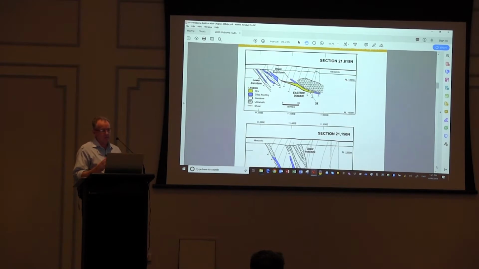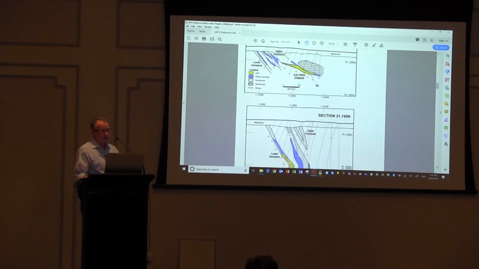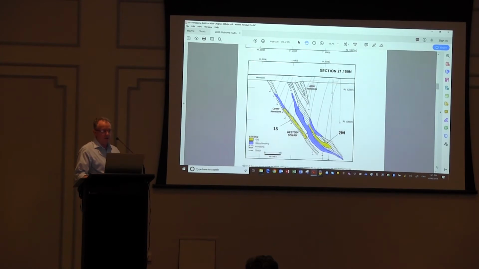Workers seem to be in agreement that the silica flooding and the ore were broadly synchronous, and I think there's general consensus that the ironstones were a bit earlier. What you'll see in this section as well is the ultramafic unit, which in more detail is termed a peridotite. That sits up in the northern part of the deposit, just in the hanging wall to the eastern domain mineralisation.